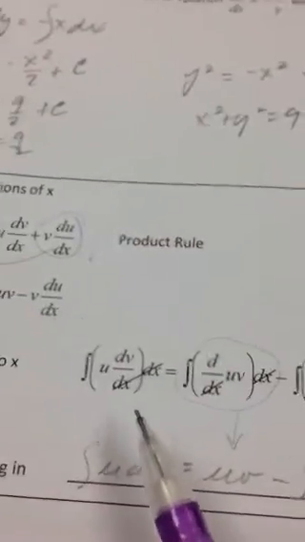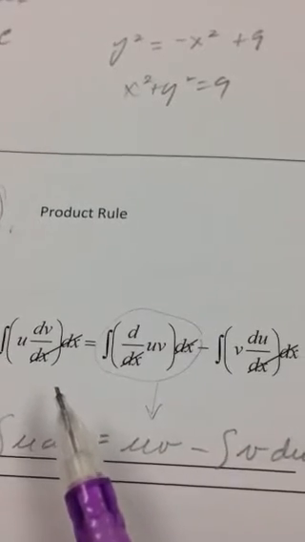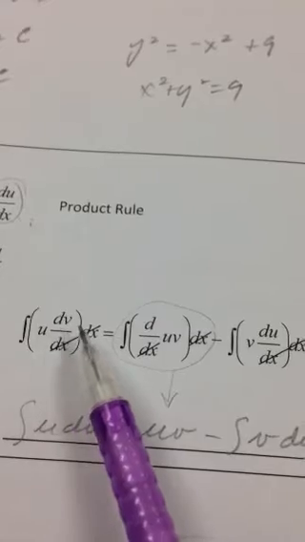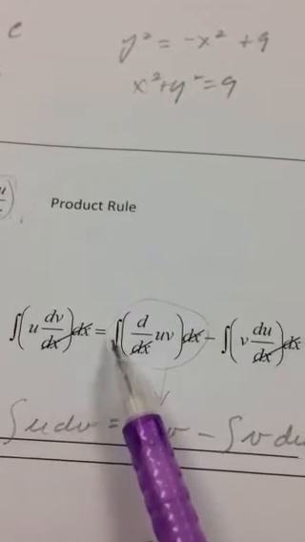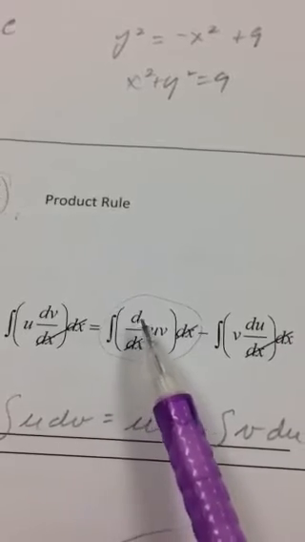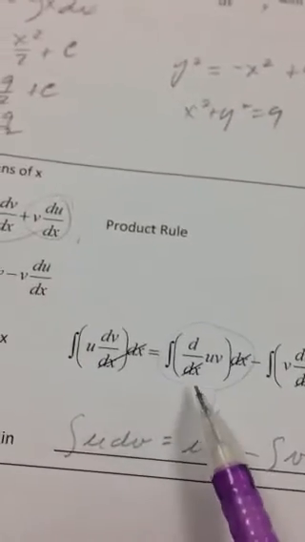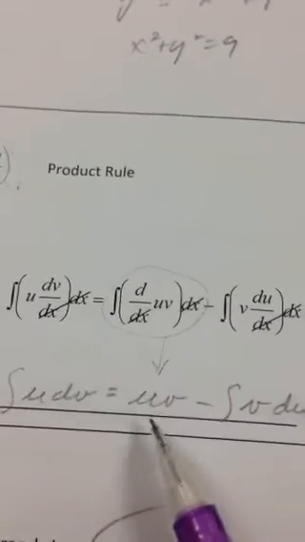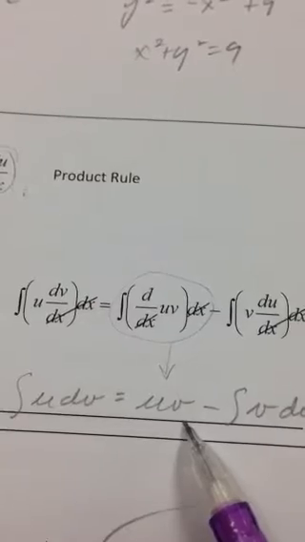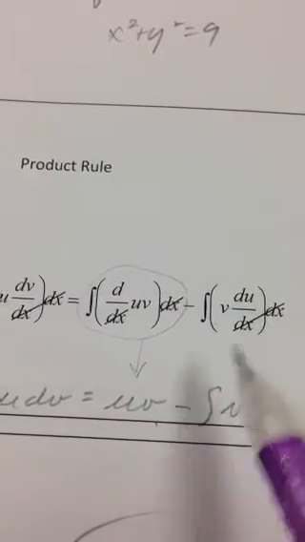Now I'm going to integrate both sides with respect to x, and you see the integral of u dv is going to equal the integral of the derivative with respect to x of u times v, which results in just u times v. The antiderivative of the derivative is just u times v, minus the integral v times the derivative of u.